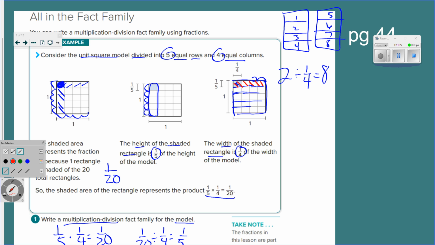So if I look at that, how many of the boxes are still colored? 1. But now because I went this way to show what I was dividing, I have to go this way to show what it was. Well, how much was it? 1 out of 5.